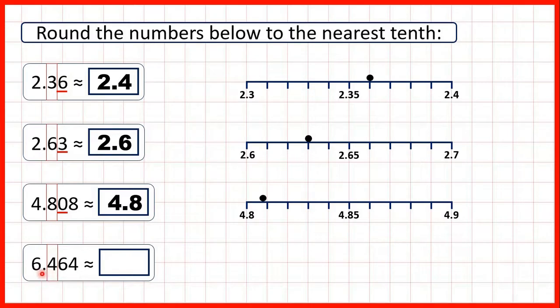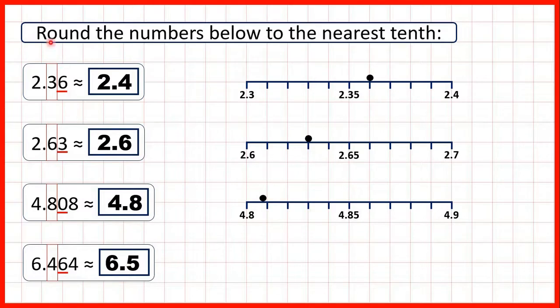Again, it's always the first digit after the decimal point. We can underline our hundredths, and because we have a 6, we know that we're rounding up. So the tenths digit increases by 1, so goes from 4 to 5. Digits to the left stay the same, so we have 6.5, because if we're rounding to the nearest tenth, we don't write any digits after the tenths digit, so we only have 1 decimal place in our answer.